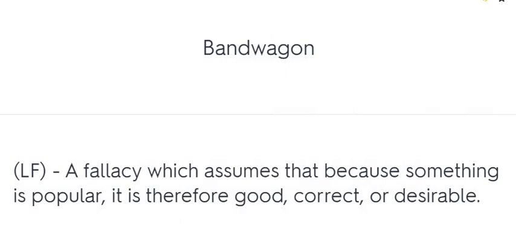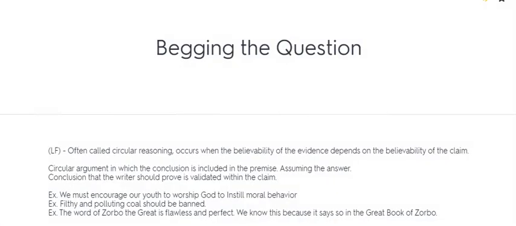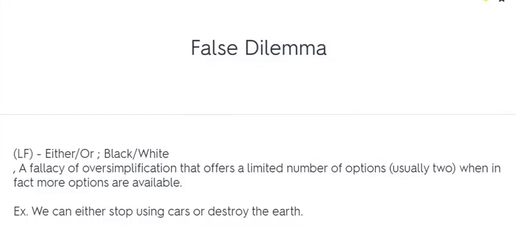Bandwagon. A fallacy which assumes that because something is popular, it is therefore good, correct, or desirable. Begging the question. False dilemma. Either-or, black-white, a fallacy of oversimplification that offers a limited number of options when in fact more options are available. Example: We can either stop using cars or destroy the earth.